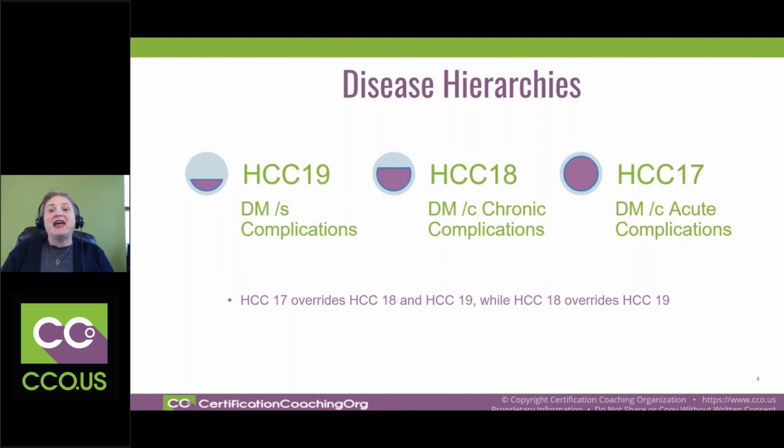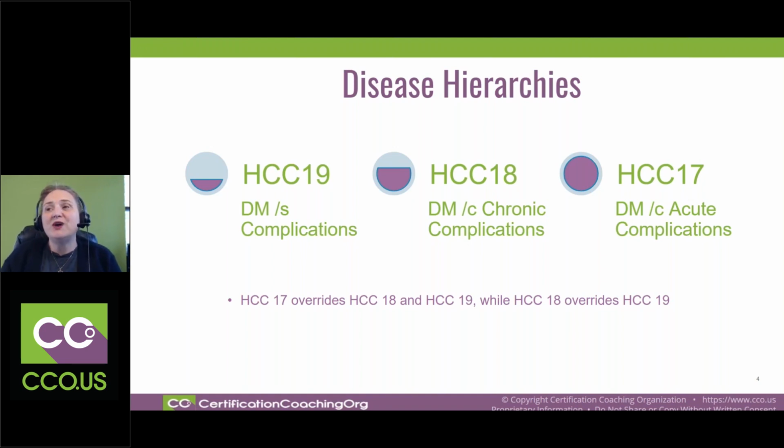So let's talk about HCCs for a minute and the disease hierarchies in diabetes. We have the HCC of 19, which is diabetes without complications. So that would be an E11.9 or an E10.9. Now there's other diabetes like E08, E13 and stuff. We're not going to talk about those at this point because there are some nuances about that. But let's just talk about plain old E11.9, type 2 diabetes without complications. That's going to have an HCC of 19.